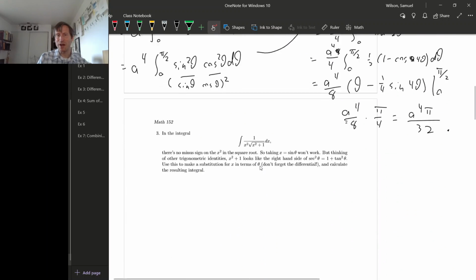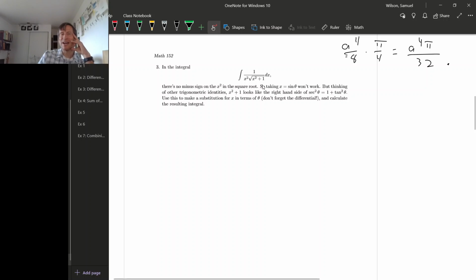Here we have a sum of squares. So what we need is some identity that has a sum of squares equal to a perfect square. But there is such a trig identity involving secant and tangent. Secant squared, that's a perfect square, is equal to the sum of squares 1 plus tangent squared theta. So it looks like what's playing the role of x in this identity is tangent. So instead of using x equals sine theta, we should use x equals tangent theta. So because it's a sum of squares, we should use tangent instead of sine.